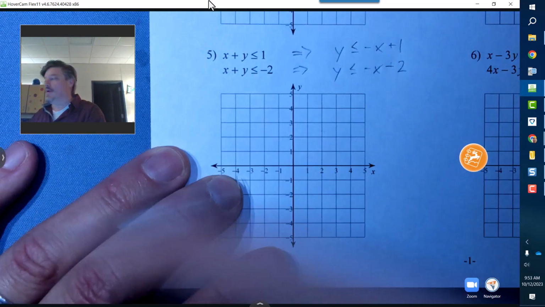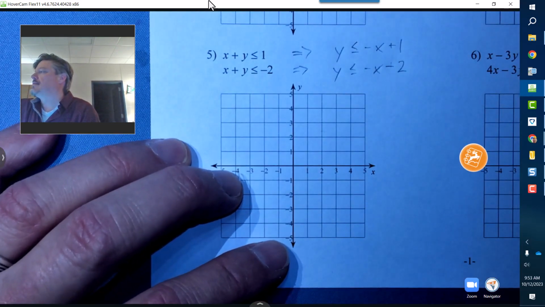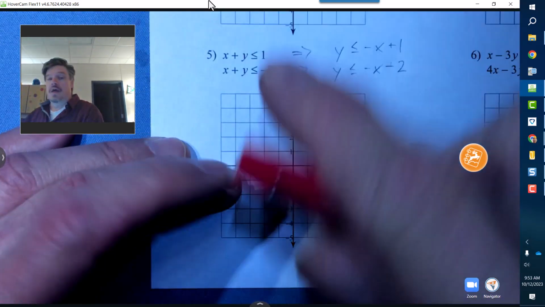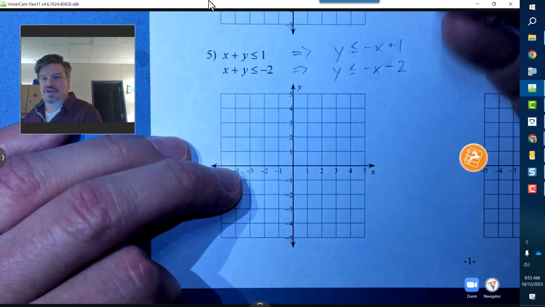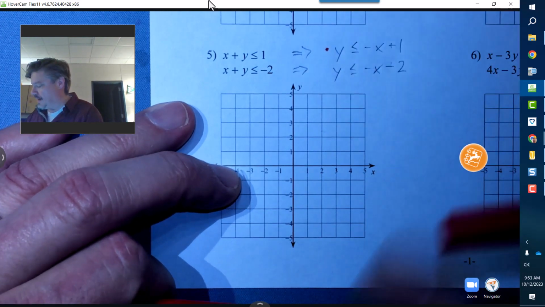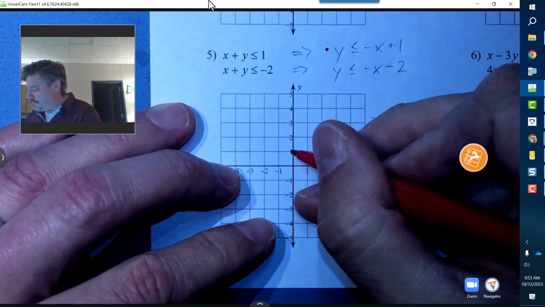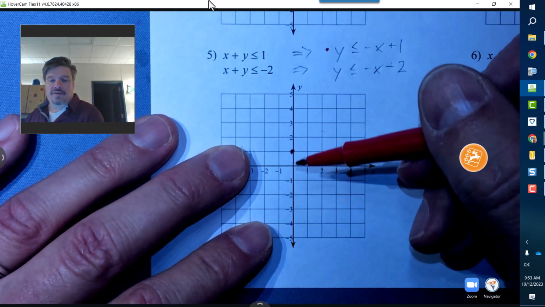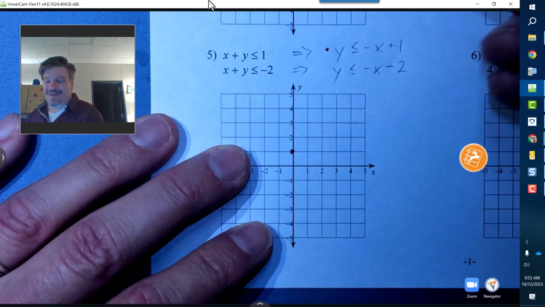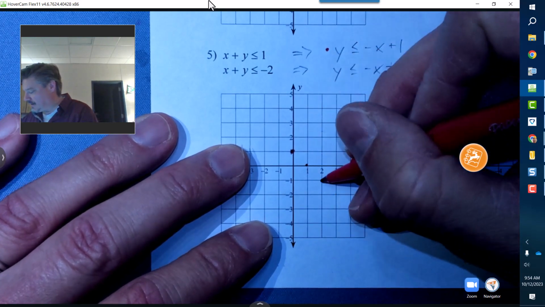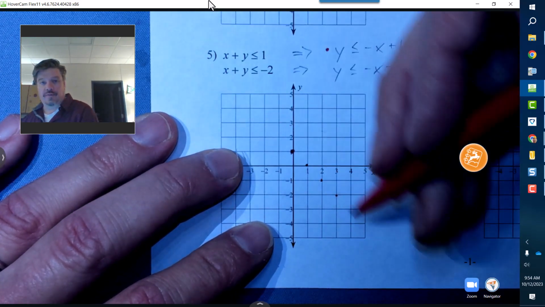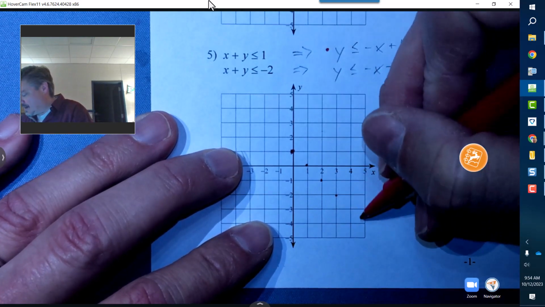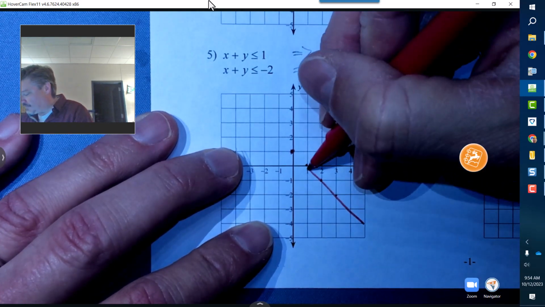Now I'm going to color code these. We'll do a red and green. I don't know if it'll actually show up here, but here's a red. Now I'm going to go to +1, over here to my y-intercept, +1. Then my slope tells me it's -1, so I will do this. I will use my ruler. And I notice that this is a solid line. We went over this yesterday.